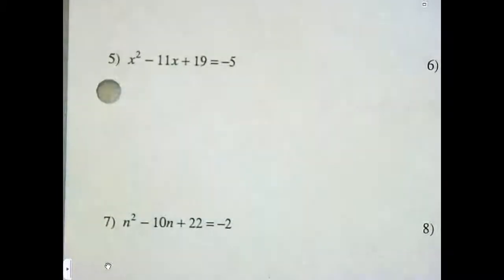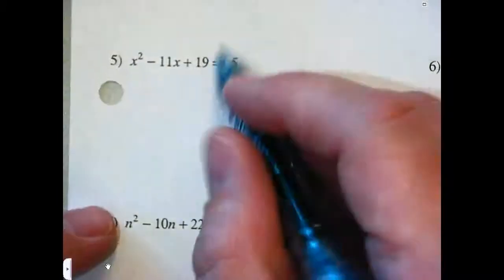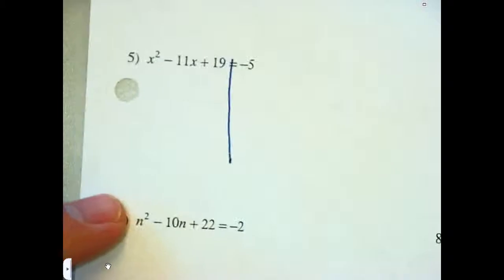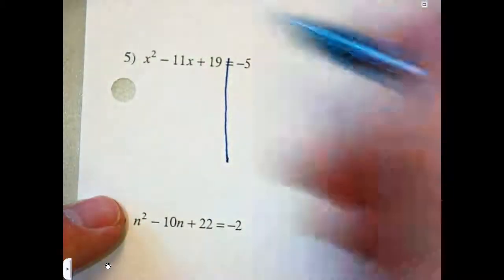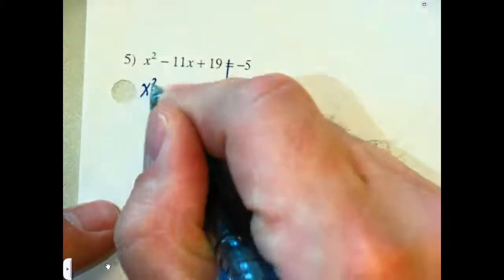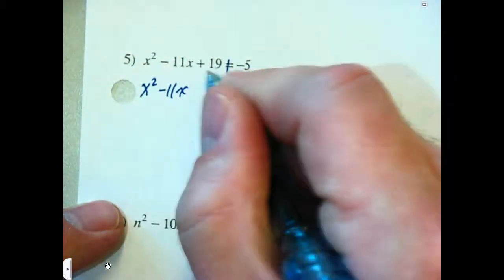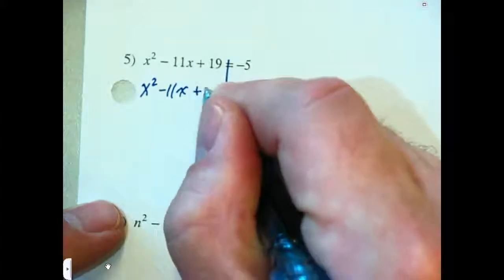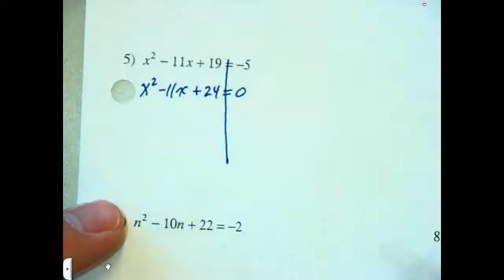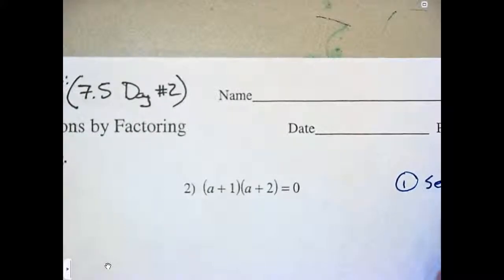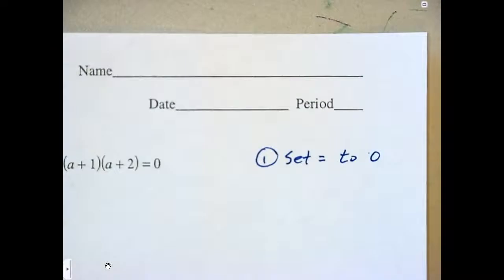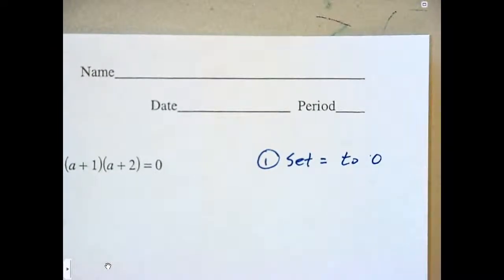So 2 things. First, you have to set it equal to 0. How do we get that equal to 0? Yeah, start by adding 5. Just move the 5 over. We add 5, we get 24. And now it equals 0. That's the first step. So if you are someone who needs steps, write it down. First step, set equal to 0.